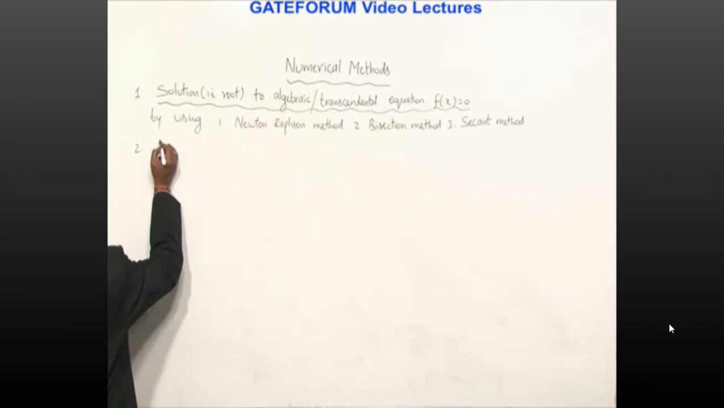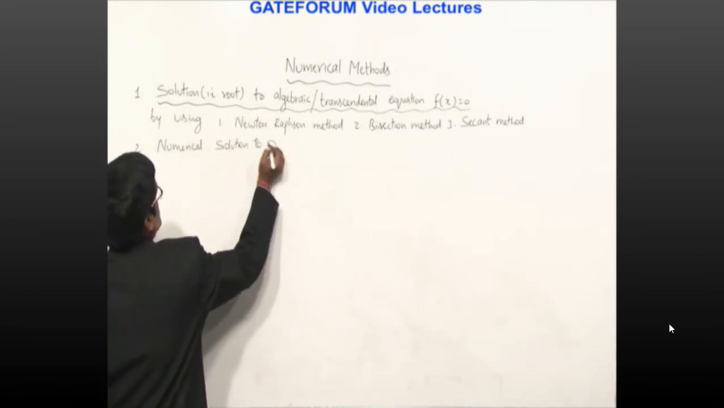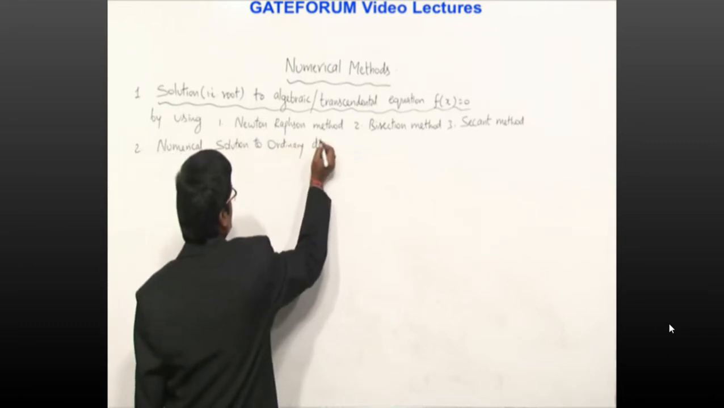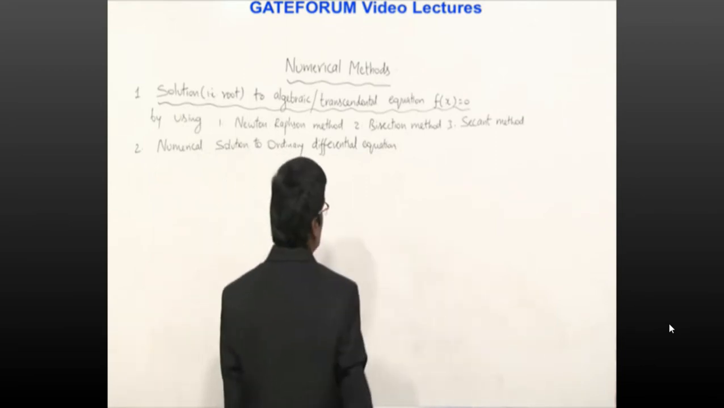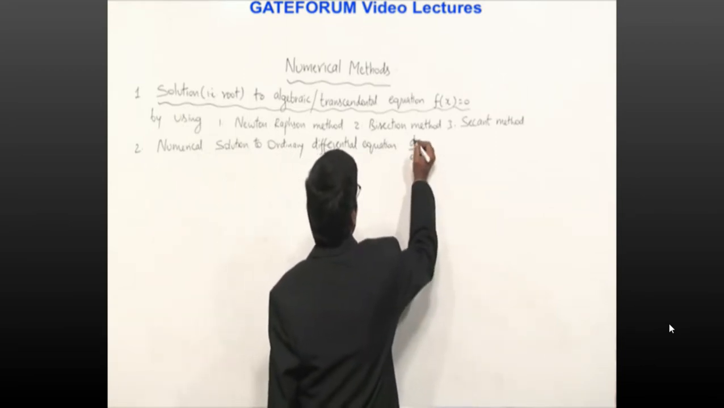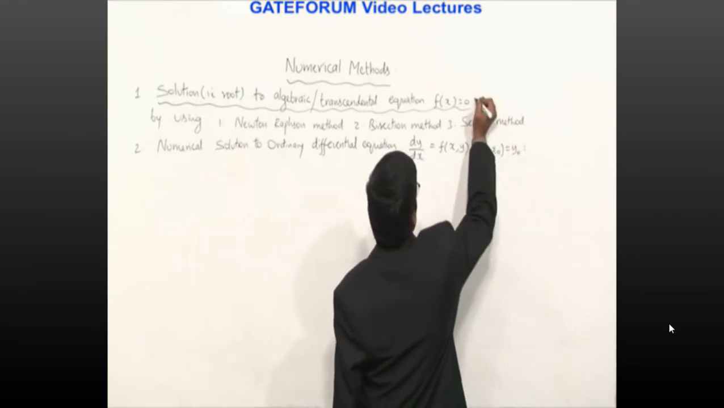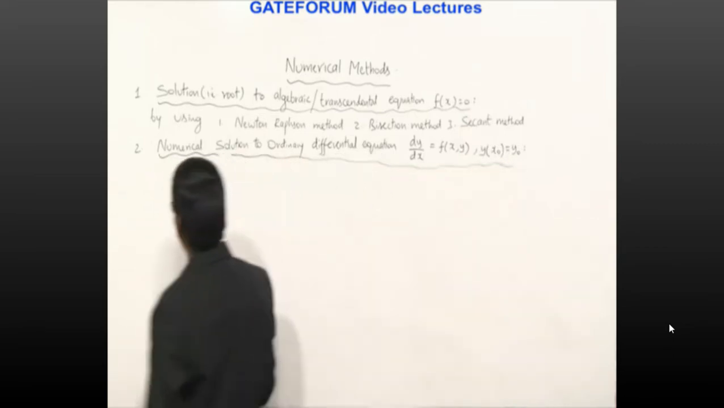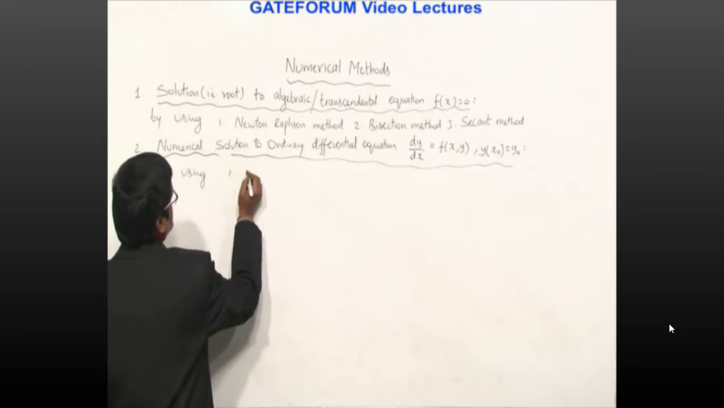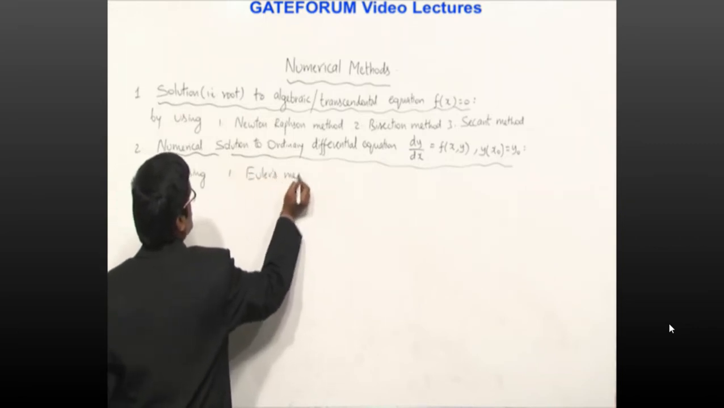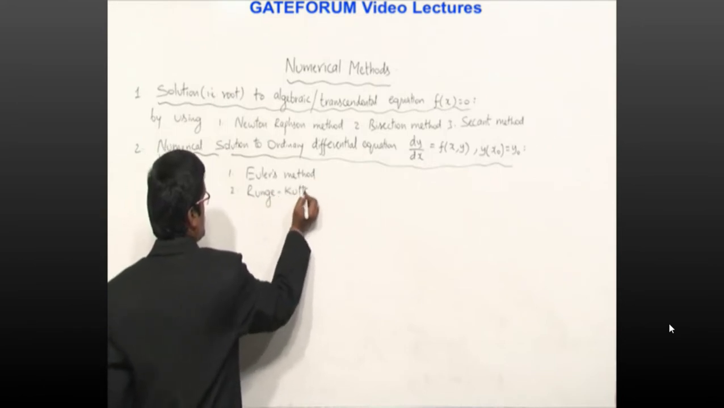Second subtopic is numerical solution to ordinary differential equation, dy by dx is equal to f of x comma y, y of x naught is equal to y naught, by using: one, Euler's method, two, Runge-Kutta method.